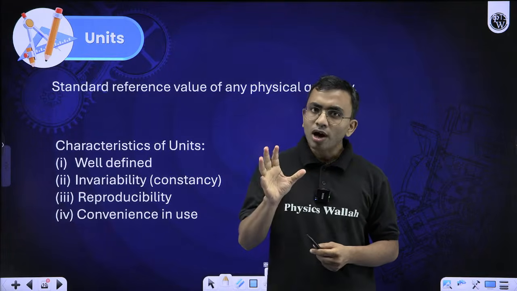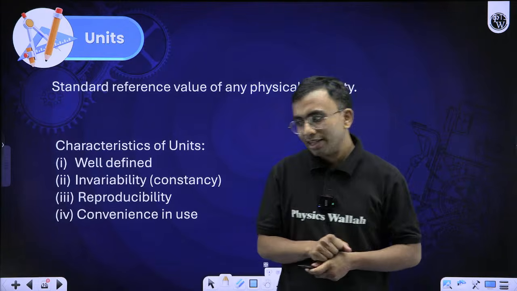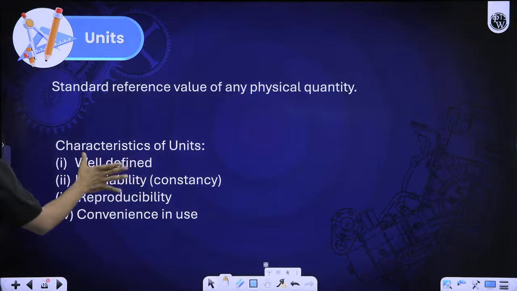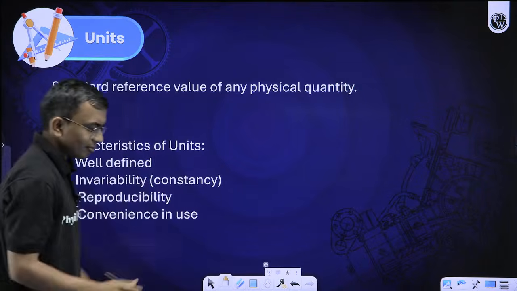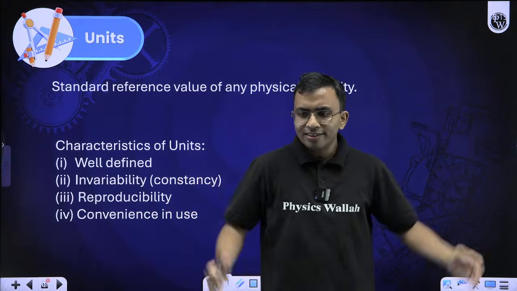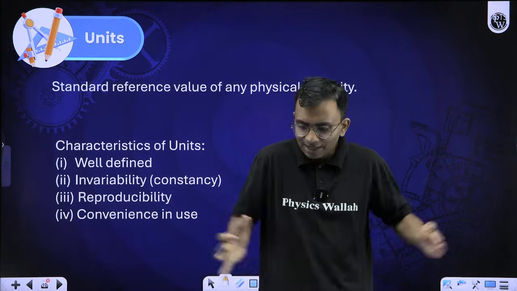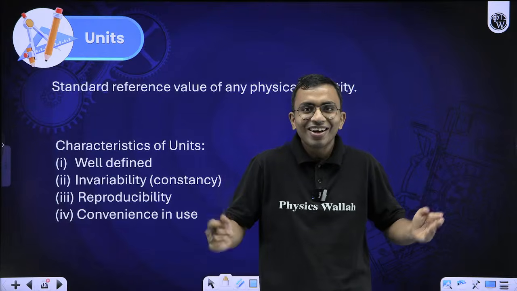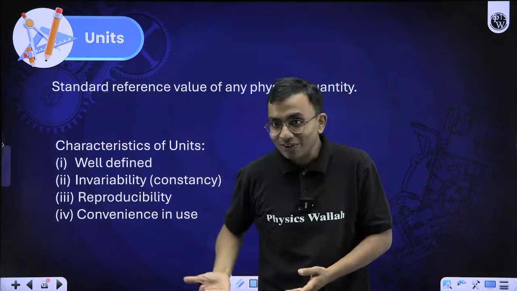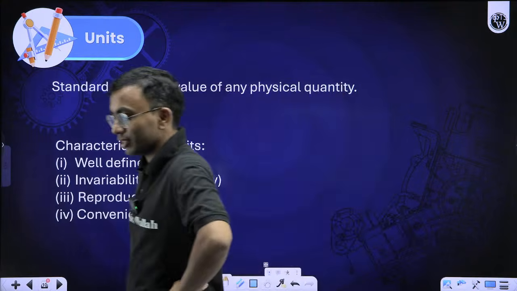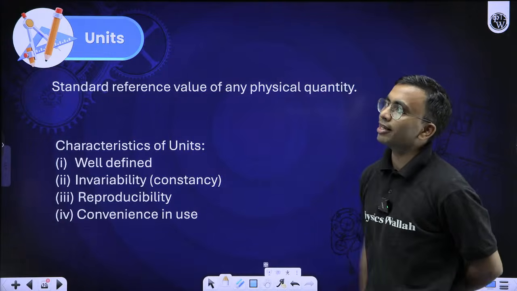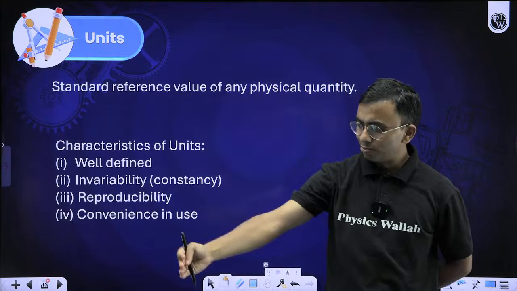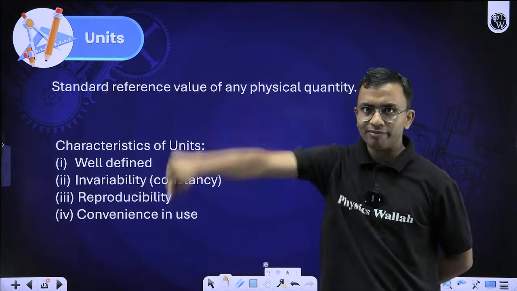Now, how to choose a unit? These are some characteristics of units. First, it should be well defined. You cannot say, oh, meter should be this much length, and then next time somebody asks, you say meter is, I think, this much. Or somebody defines their own unit of length: I will use my own stick, and that stick has this length, accordingly I'll measure. I'll say the length of this wall is 5 sticks.